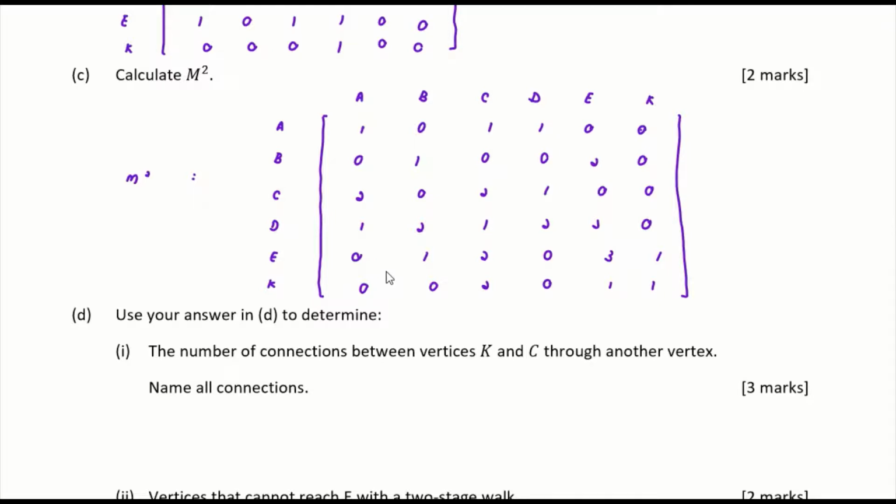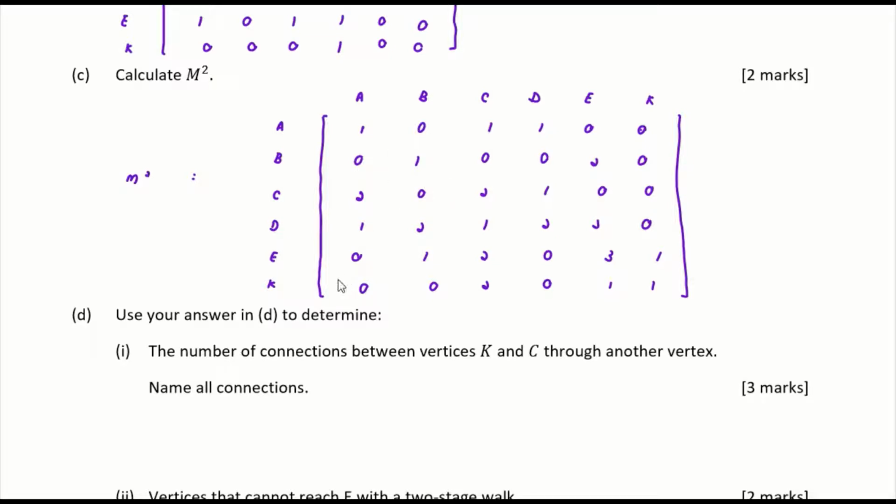Okay, so D, use your answer in C to determine the number of connections between vertices K and C through the other vertex. So it's basically asking you about a walk with length of 2. Okay, so I think that's clear. It's just the connection between vertices K and C, so you need to pass through another vertex. So it's asking how many walks of length 2 connect K and C together. How can we check that? We know that the matrix of M squared is going to tell us the number of walks of length 2 between the vertices here.